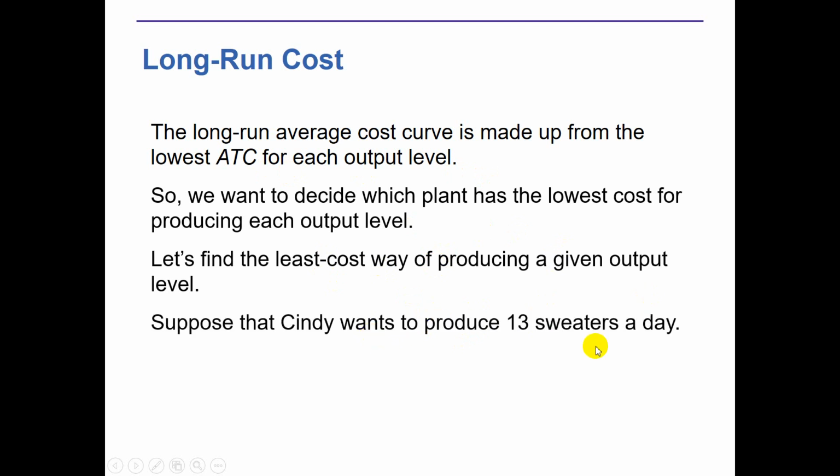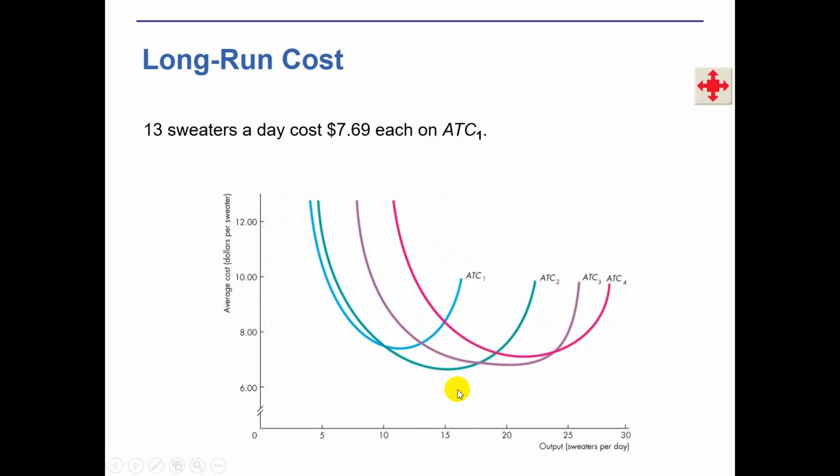Suppose that Cindy wants to produce 30 sweaters a day, and these are the four different average total costs she has. The 30 sweaters a day cost $7.69 each on average total cost curve 1 here, $7.69 average total cost 1, this one. So the blue line you can see is $7.69.